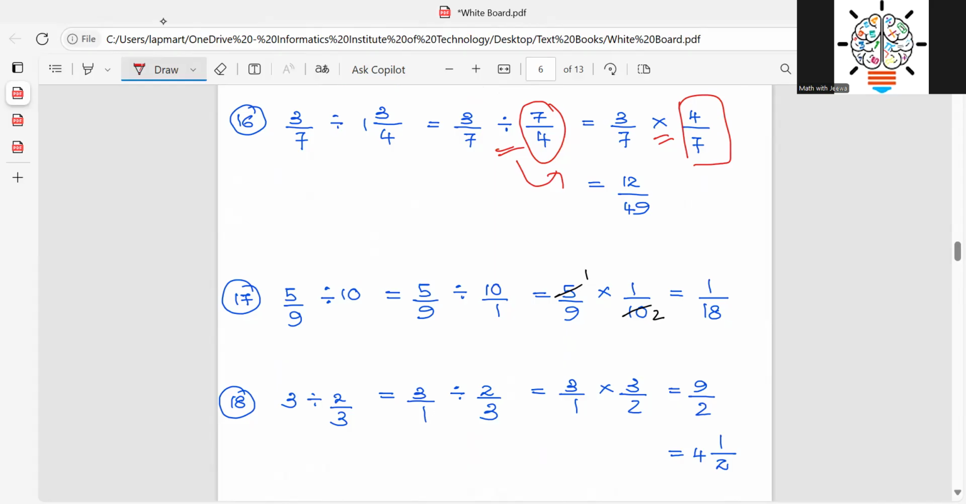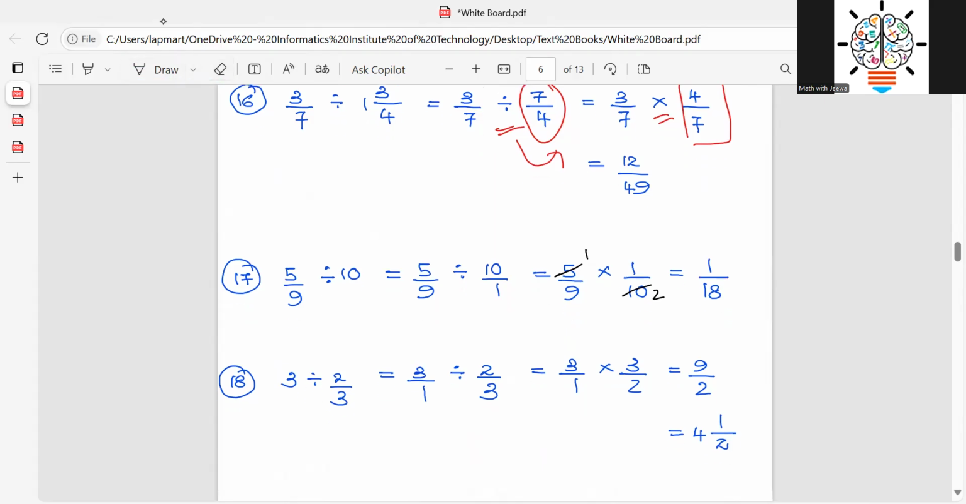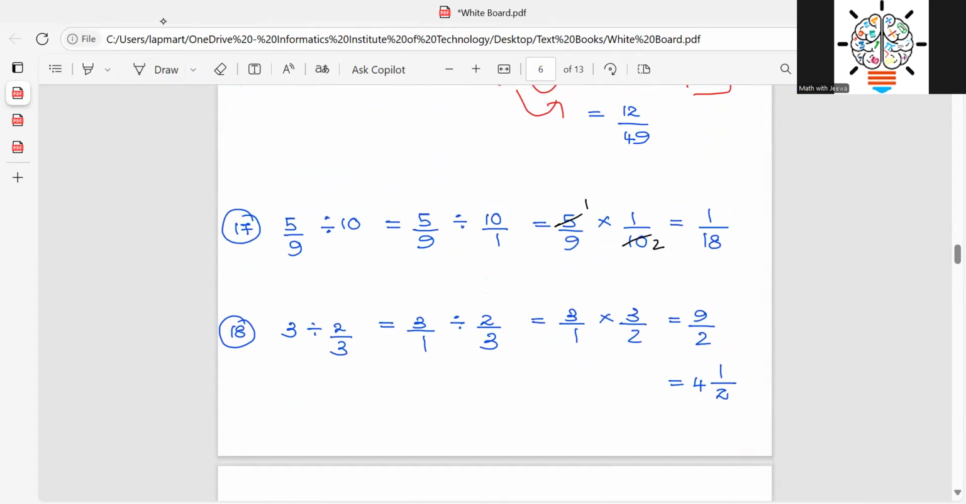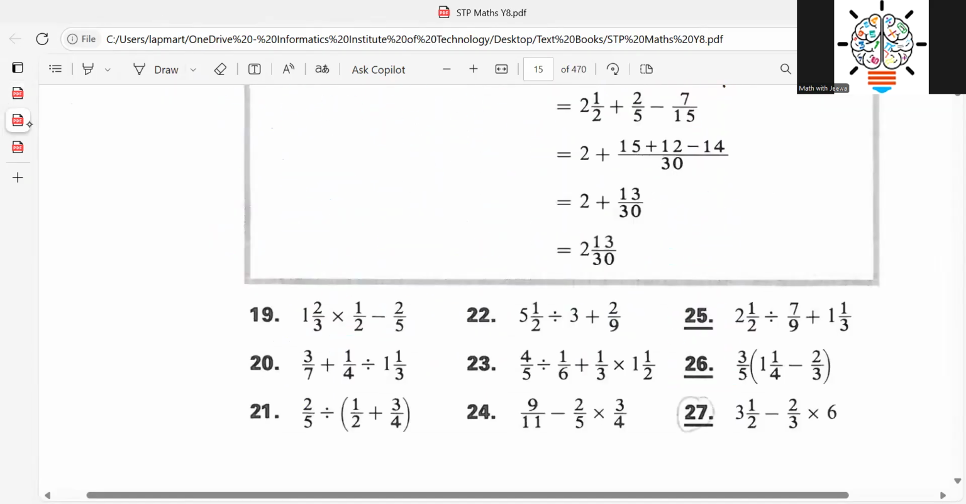When you are converting division into multiplication, you want to get the reciprocal of the next fraction. 7 over 4 becomes 4 over 7, right? So then here we do the same thing. 10 over 1 becomes 1 over 10. 2 over 3 becomes 3 over 2. So then that is how we do it, right? So then we have done up to this level.